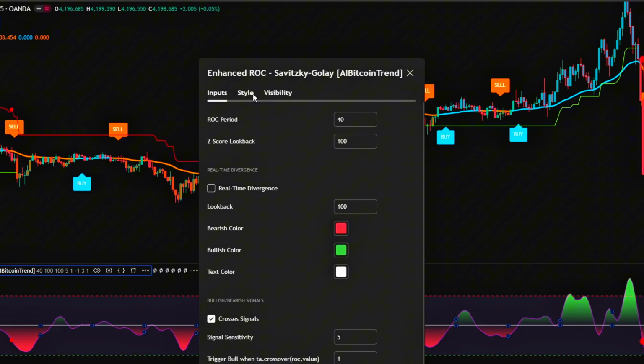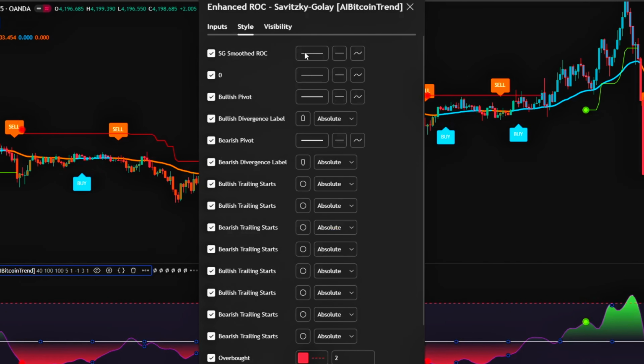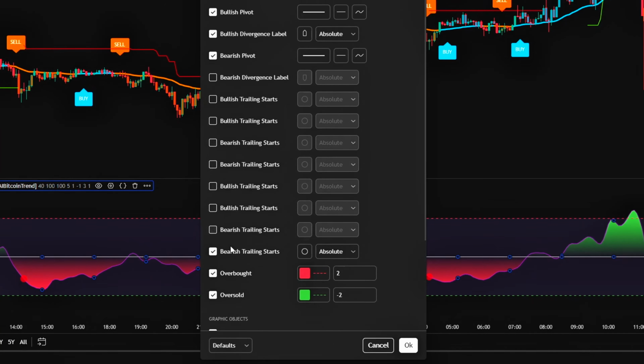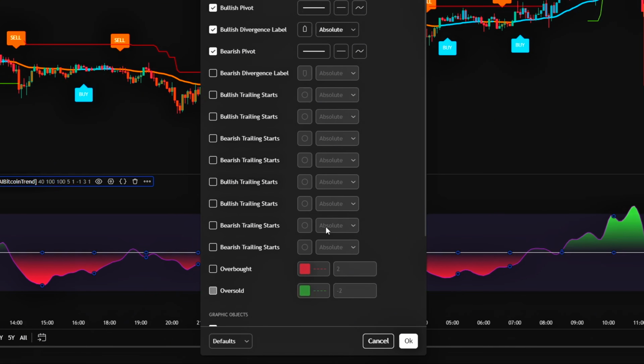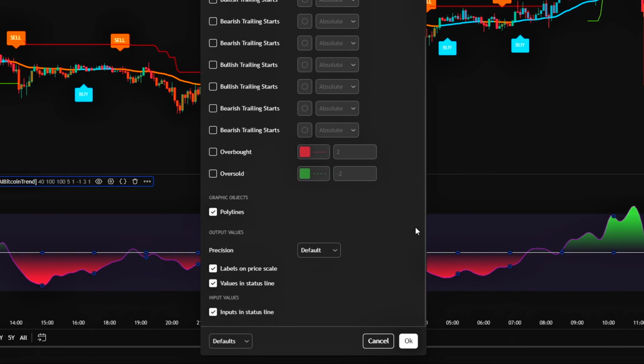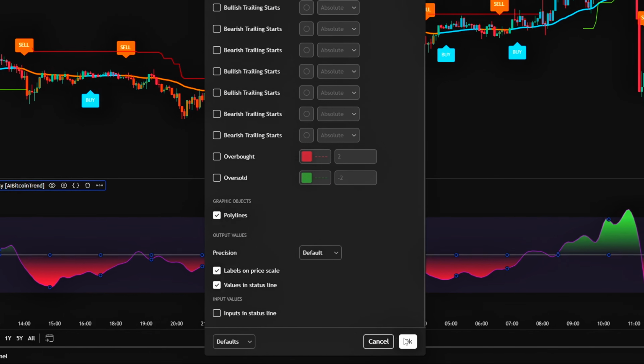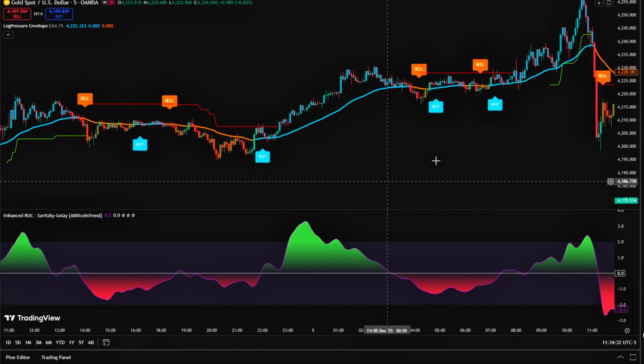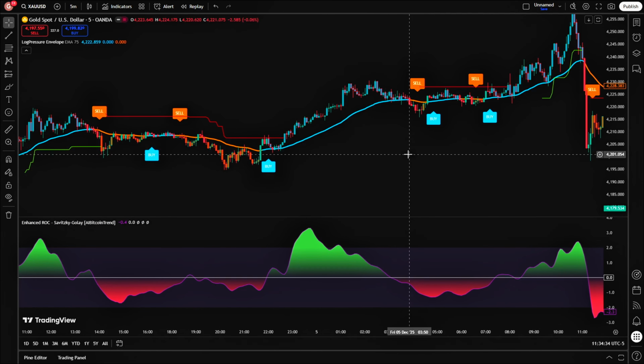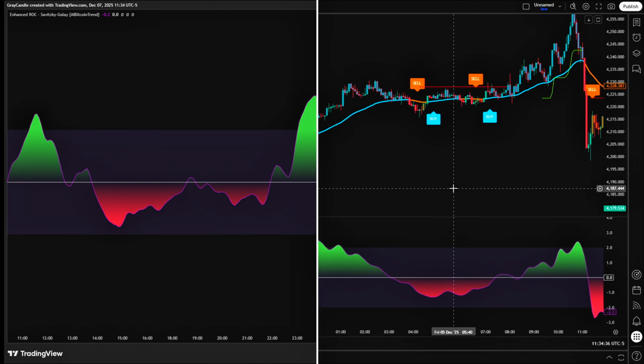Cleaning the visuals. Click on the Style tab to customize the appearance. Hide any elements that add unnecessary clutter, such as extra lines, markers, background noise, and any unneeded labels. Keep only the clean bullish and bearish zones visible so the chart remains easy to read. The green momentum area, the red momentum area. Click OK to save and apply your settings.